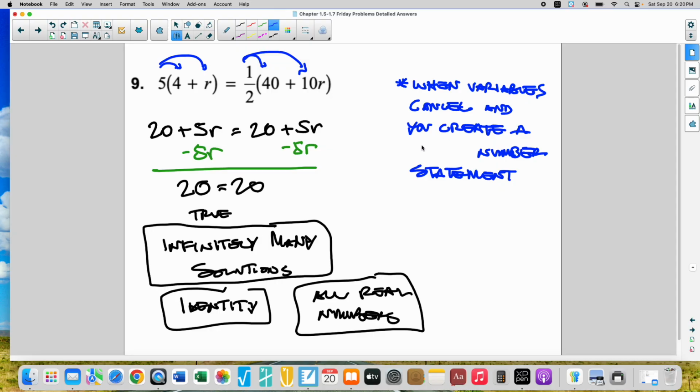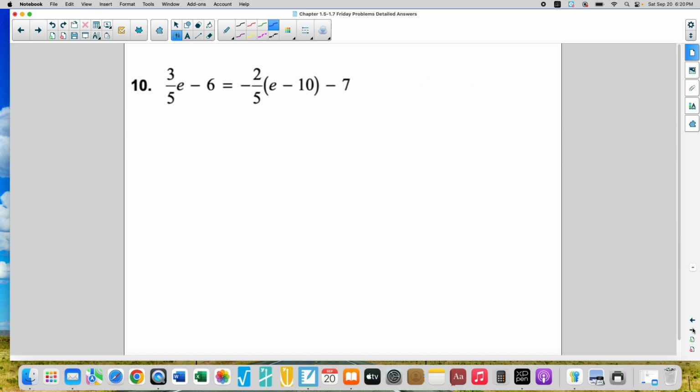When you create a true number statement, the answer is infinite many solutions. Good. That's a good one.